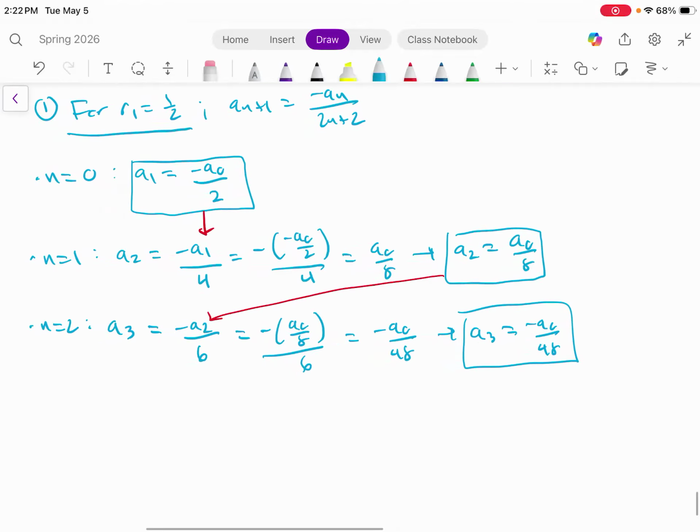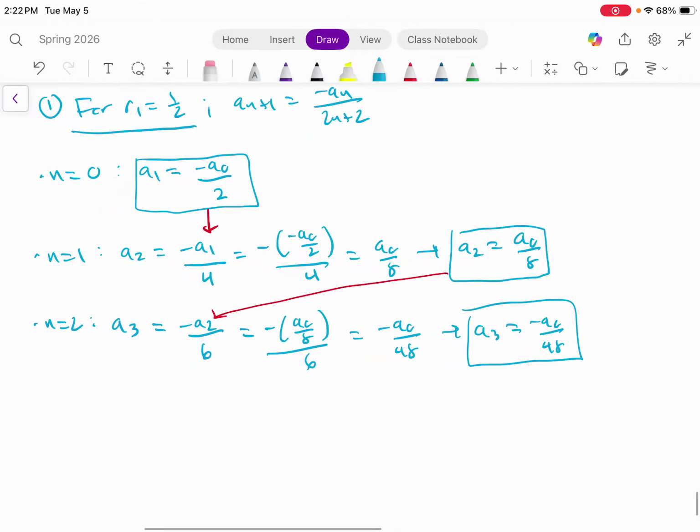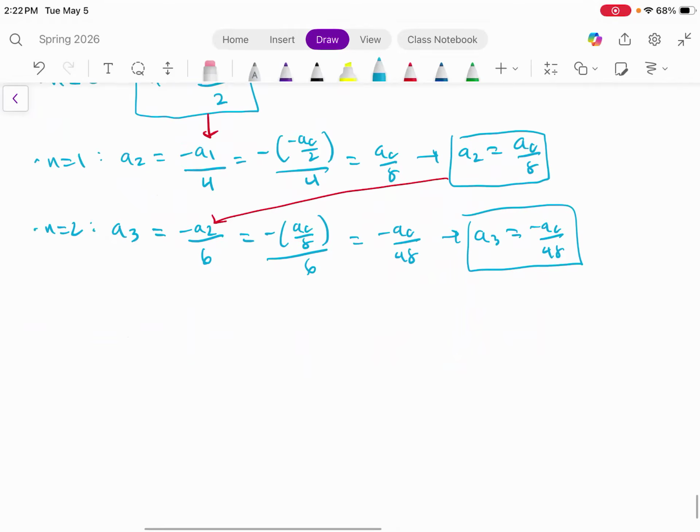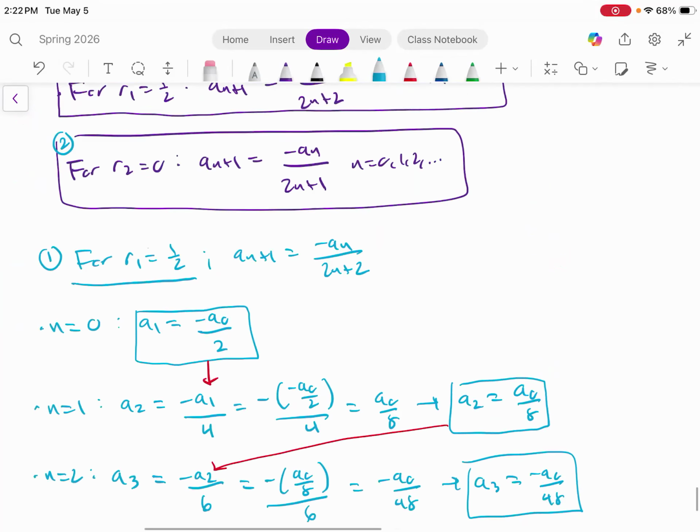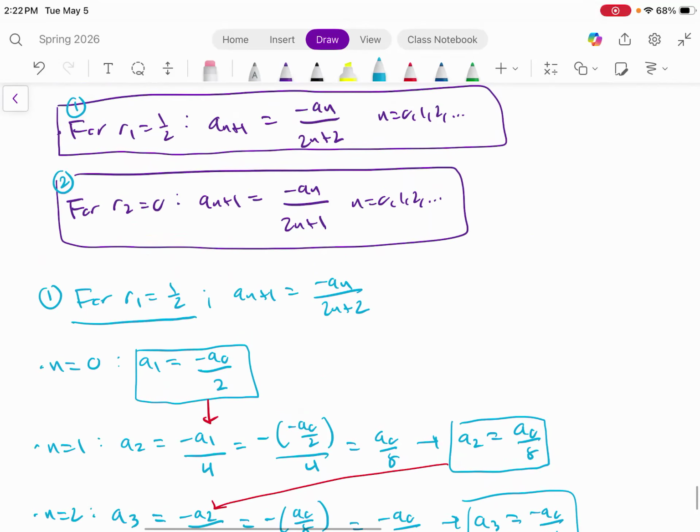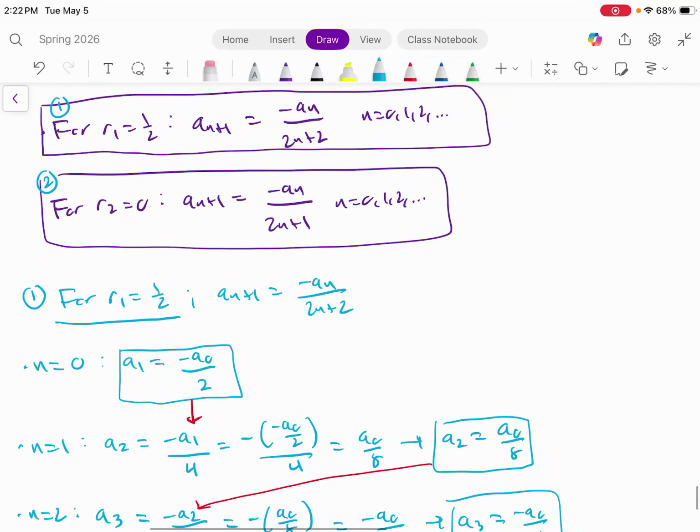All right, great. So that's for our first solution. Now let's use our second solution. So for r equals 0, our recurrence relation is an plus 1 equals negative an over 2n plus 1.